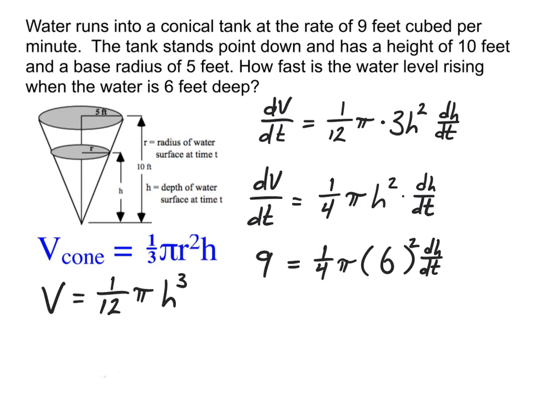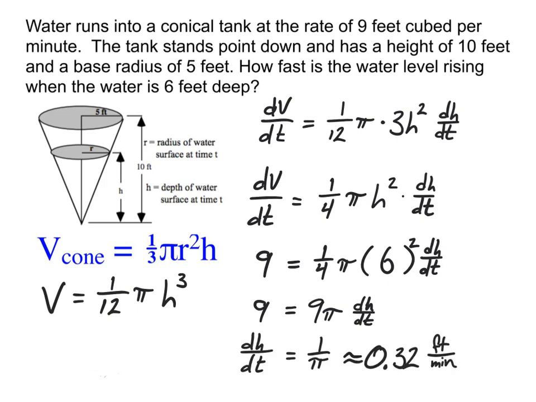From here, go ahead and just solve it now for dh over dt. And when we solve it through, we should be getting about 0.32 feet per minute. And do pay attention to your units. A lot of these are measured in things like feet per second. This one wasn't seconds though. This one was in minutes, so do pay attention to which type of time it is and what type of units it is in each of the cases, because of course it does make a difference.